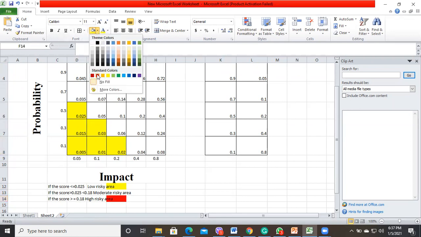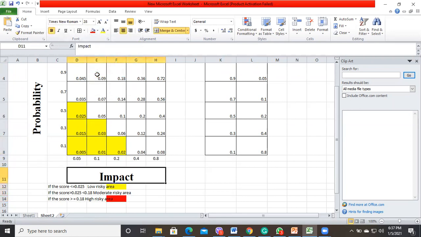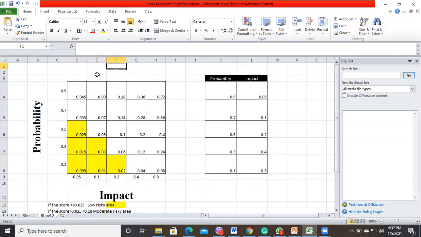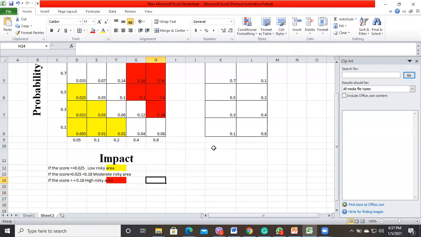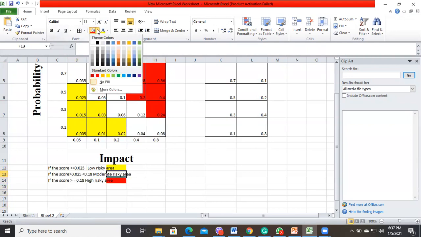If it is greater than 0.1, let's put red. 0.2 ready, 0.4 ready, 0.2. Yeah, that's all. Then the moderate one, let's put green.